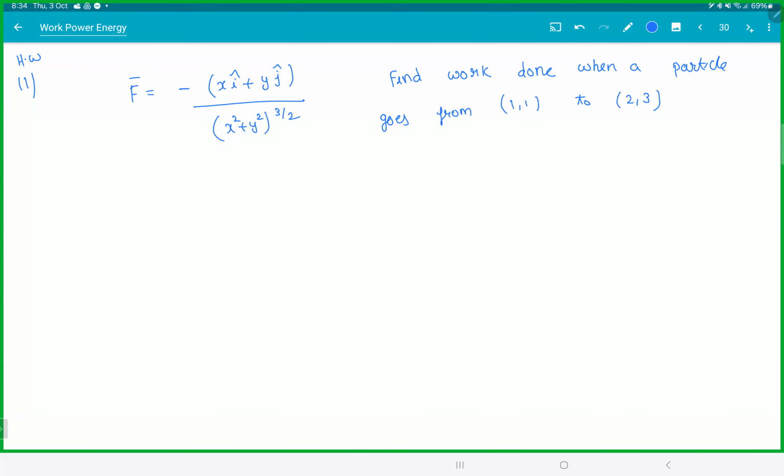This we will discuss. These kinds of forces have another name, so we will see that. But you give it a try. You think how you can do this. You're getting minus, the whole bracket, x i plus y j, denominator is root x square plus y square, whole power 3 by 2. Clear? So do give this a try.